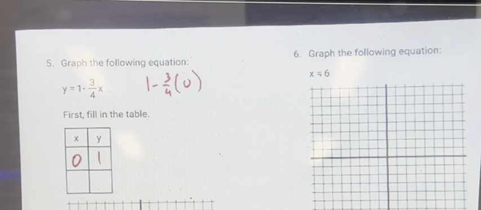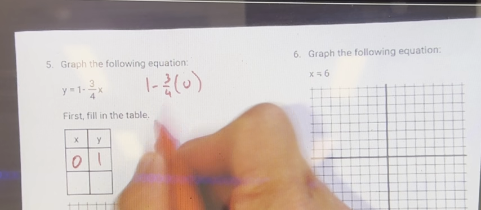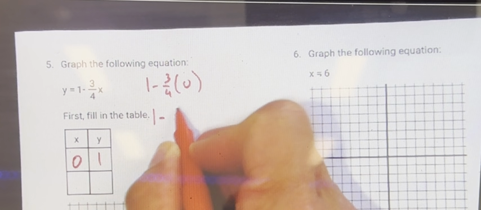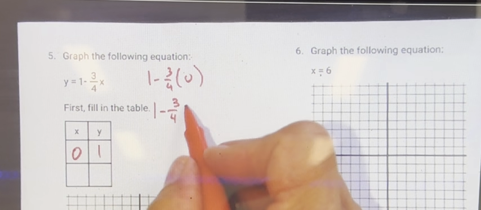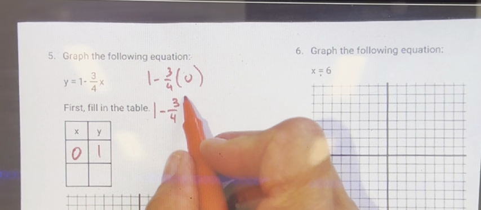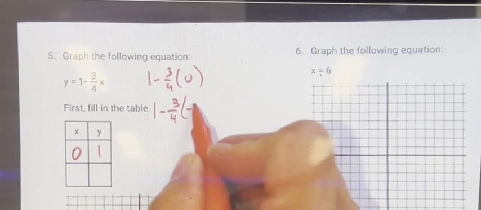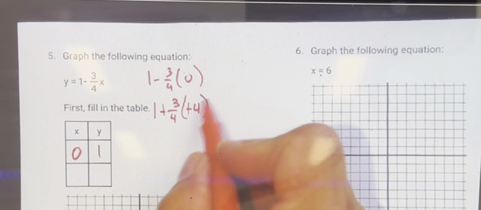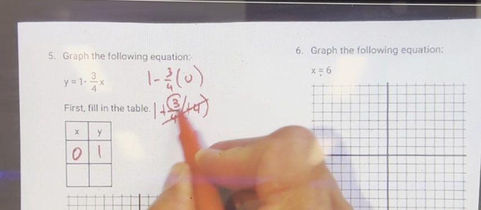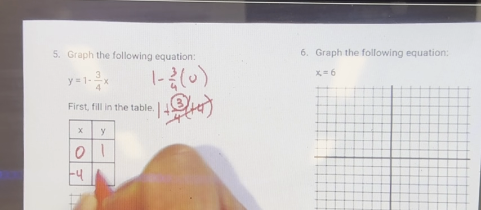Okay, then what should my x be? What's my denominator? Do we know what denominator means? Okay, good. Denominator is the bottom of the fraction. So it either needs to be 4 or negative 4. Either way. Let's do negative 4. Negative and negative make that turn to a positive. The 4's go away and I end up with 3. So 1 plus 3 is 4.